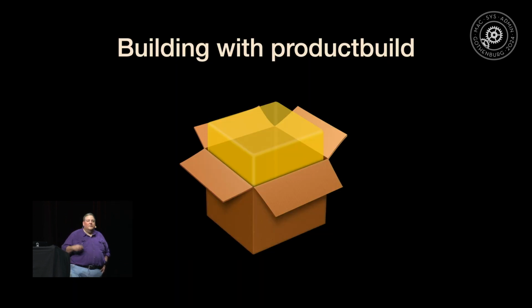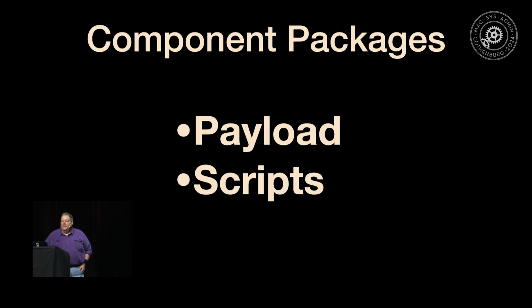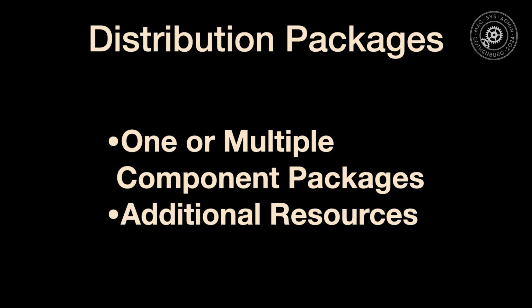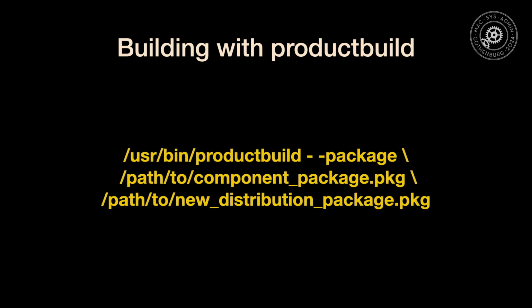All right. So now that we've taken a look at how to build component packages, let's take a look at building a distribution package using productbuild. So as a reminder from earlier, component packages are going to contain up to 2 parts, and that is payloads and scripts. It is possible that a package may only have a payload. It's also possible that it only has scripts. It can contain both. Distribution packages can contain 1 or more component packages, but it may also include additional resources to customize and control the user interface shown in the installer application.